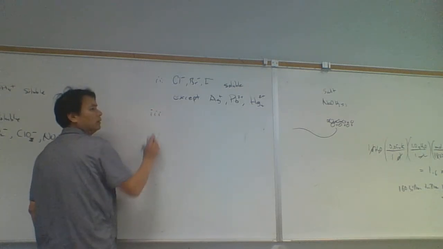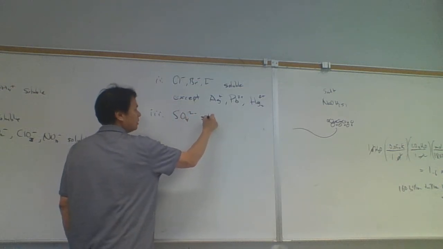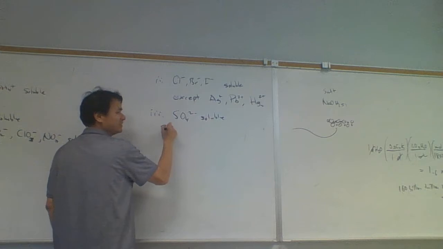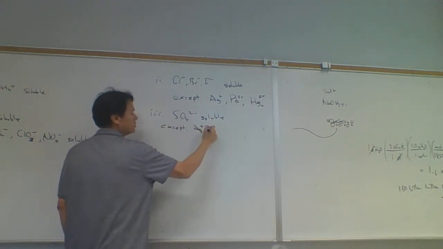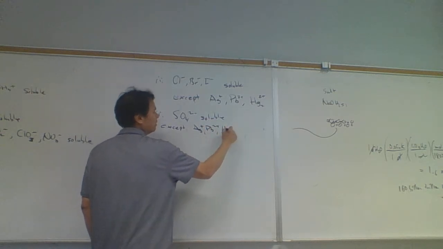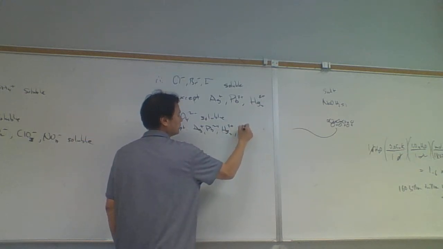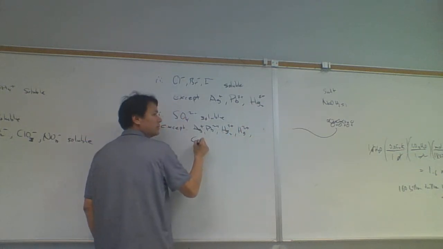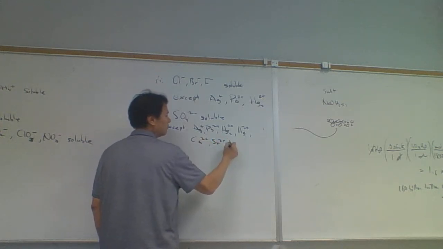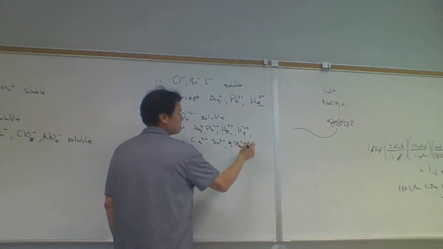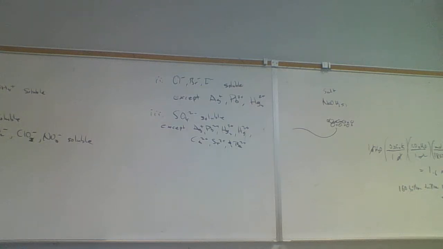Number 3 would be sulfates. Sulfates are going to be soluble, except silver, lead 2, mercury 1. But now we have some more. In addition to mercury 1, we have mercury 2, calcium, strontium, and barium. So we say sulfates are all soluble except for silver, lead, mercury, calcium, strontium, and barium.